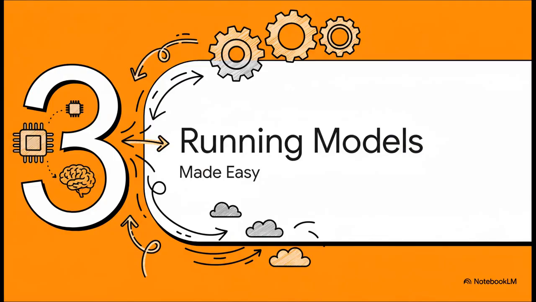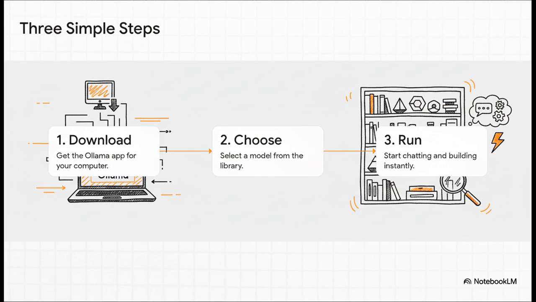Okay, so the promise is there, but how simple is it really, like in practice? Well, the answer is surprisingly, refreshingly straightforward. No, seriously, it's really just 3 steps. You download the app, you pick a model you want to try from their library, and you run it. That's it. You can be chatting or building with it moments later. This isn't just easy. It completely demolishes the old-school technical barriers that used to keep people out.